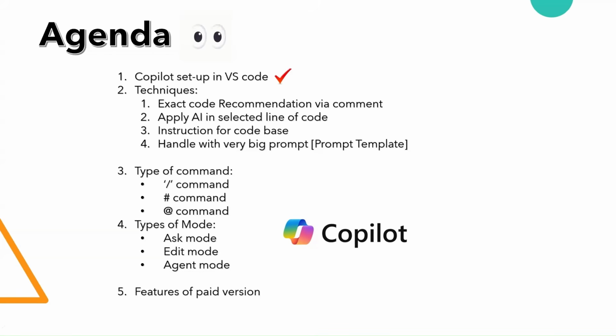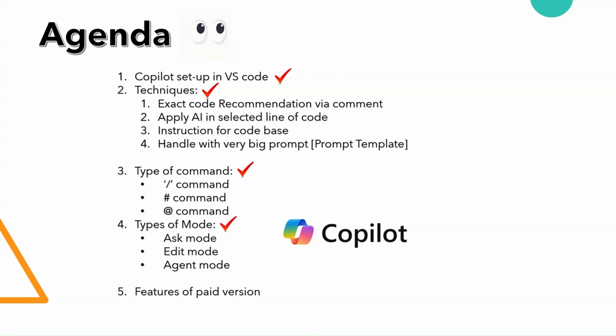Very first one, we'll discuss how we can set up the Copilot in VS Code and what their techniques are, like exact code recommendation, apply AI in a selected line of code, and so many things we'll discuss at that time. And we also have different commands to use to write your code faster and debug it faster. Like a slash command, hash command, and at the rate commands are there.